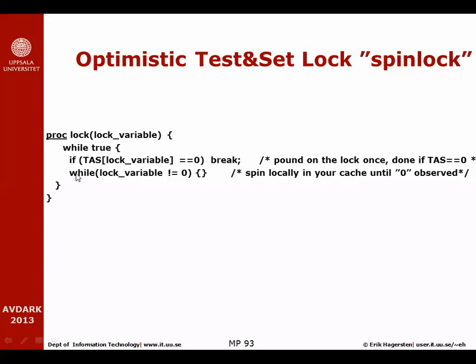If not, we get into a different infinite loop here, which says while the lock variable is not equal to 0, just stand here. Then once we see that the lock variable is equal to 0, we fall out of this loop and get back to the beginning of the outer loop again. We're going to perform test and set once. If we're lucky and it returns 0, we declare success and fall out into the critical region. Otherwise, we go down and spin here again. And the unlock is exactly the same as in the previous example.